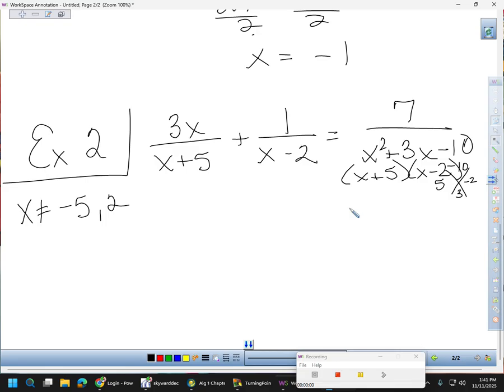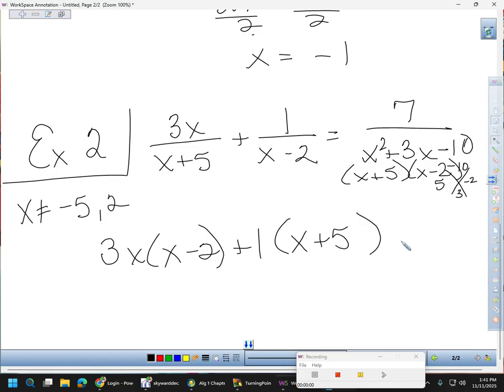All right, now we clear the fraction. So technically our common denominator is both of those factors together, right? So in the first one I have 3x, and I'm going to multiply it by the factor that's missing, which is x minus 2. Plus 1, I'm going to multiply this one by the factor that is missing, which is x plus 5. And over here I have 7, and it's got both factors, so they've canceled. So now we just distribute, collect like terms, and solve.